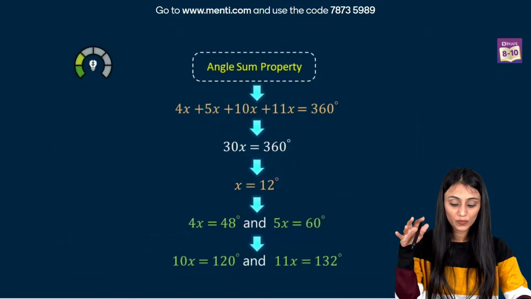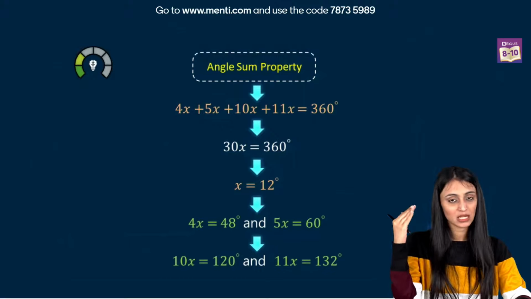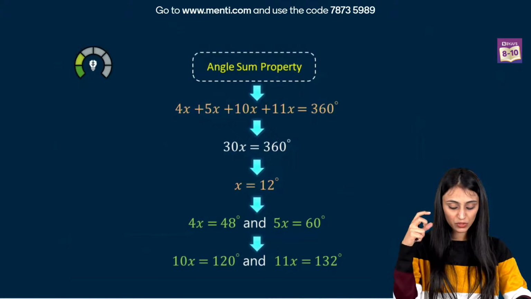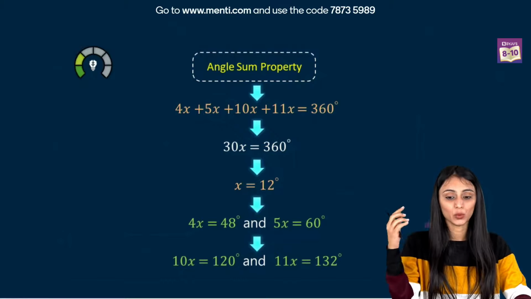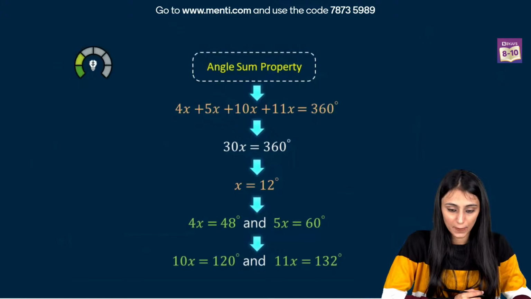Check your mistake also. So we'll be using the angle sum property of a quadrilateral. Sum of all angles of a quadrilateral is 360 degrees. So 4x plus 5x plus 10x plus 11x, because the ratio was given. So 30x would be 360 degrees, x would be 12 degrees. Now we'll put these values in 4x and 5x. We get 48 degrees and 60 degrees. Similarly 10x and 11x would be 120 degrees and 132 degrees. These are the 4 angle measures here. Yes, so this is the answer.